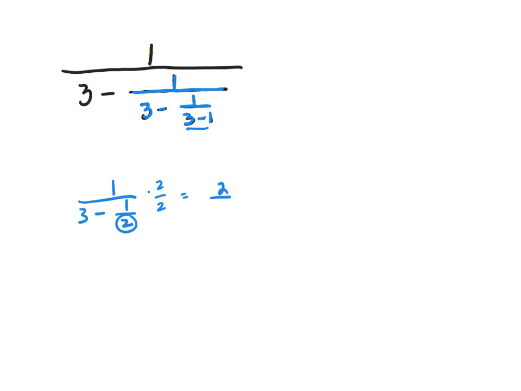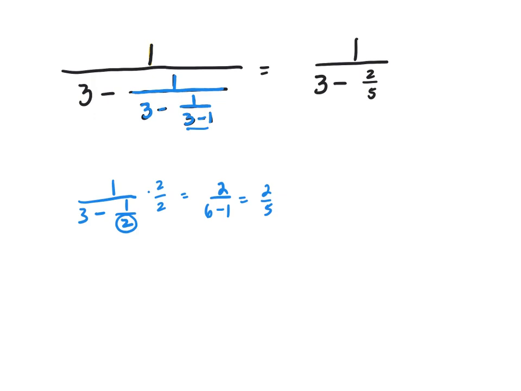That gives you 2 over 2 times 3 is 6 minus 1. So that's going to be 2/5. So let's go back and substitute that in. That's 1 over 3 minus 2/5.